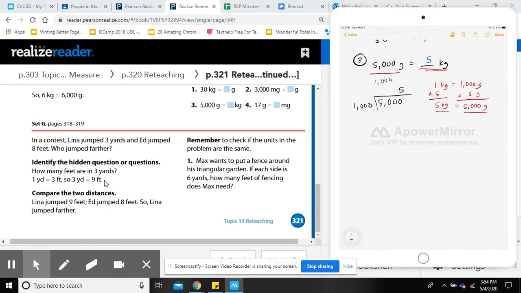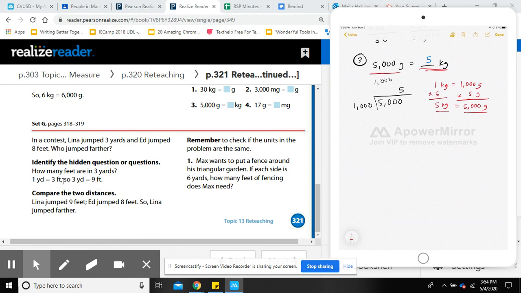How many feet are in 3 yards? Because we cannot compare 3 yards to 8 feet, right? We have to convert one or the other. It's usually best to convert everything to the smallest unit like we've talked about, because 8 feet can't really be converted into yards. It would end up with so many yards and so many feet, and we would be back to square one. So 1 yard is equal to 3 feet. So then 3 yards is equal to 9 feet, right?